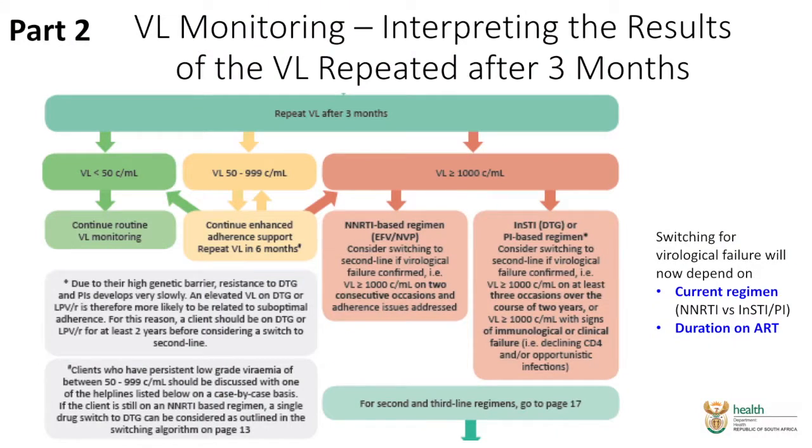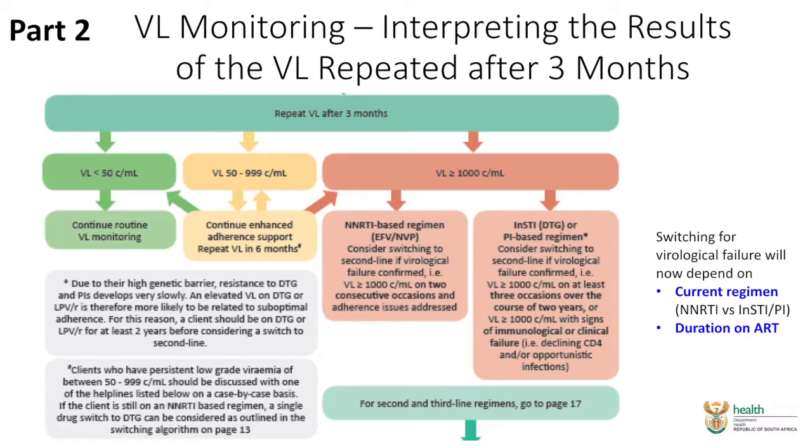If they are on an efavirenz-based regimen or nevirapine, so our old NNRTI-based regimen, our same definition remains from previously, that if they have 2 high viral loads over 1,000 on 2 consecutive occasions and adherence issues have been addressed, we will consider switching to second line.